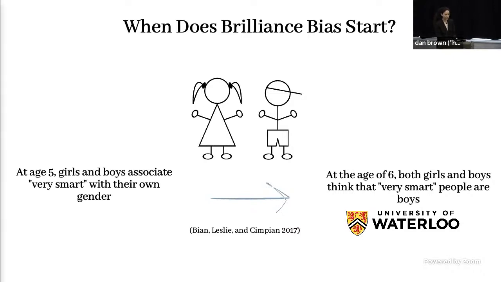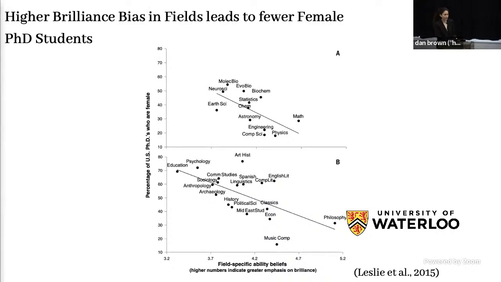However, at the age of 6, so 1 year apart, 1 year of a difference, both girls and boys start to think that very smart people are boys. How does this impact the world as people grow up and develop and begin to contribute in society as adults? For example, higher brilliance bias in fields end up leading to fewer female PhD students. You can see on this graph, you have examples of STEM fields and in humanities of lower female PhD student ratios compared to men in math, physics, engineering, philosophy, music composition, and more.